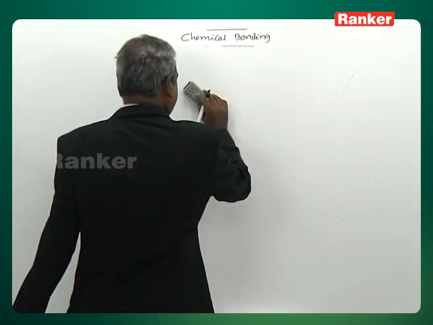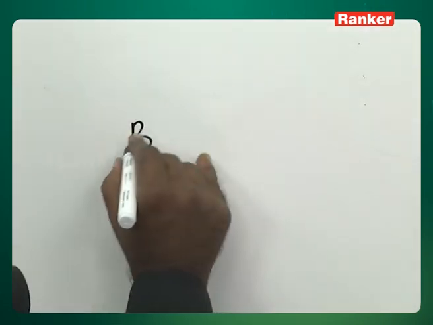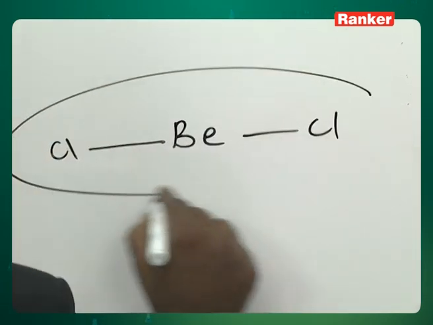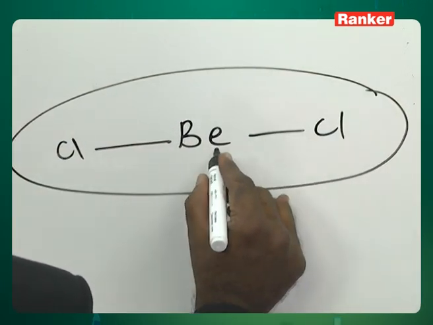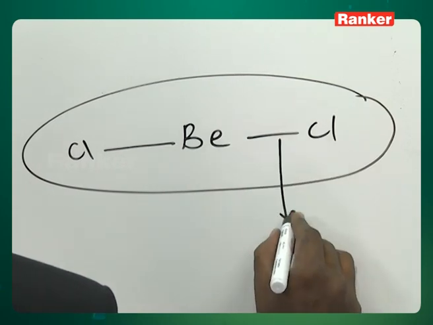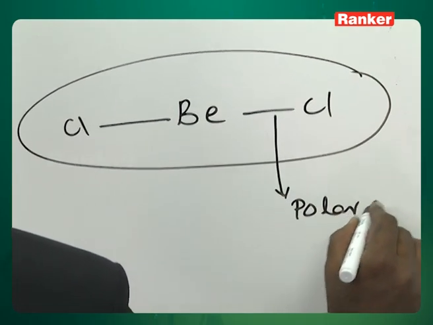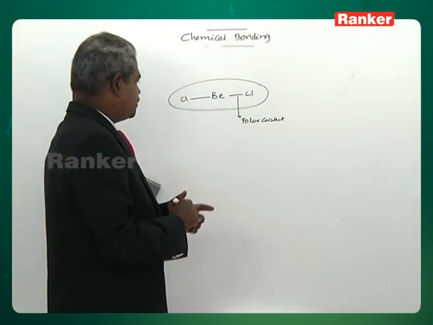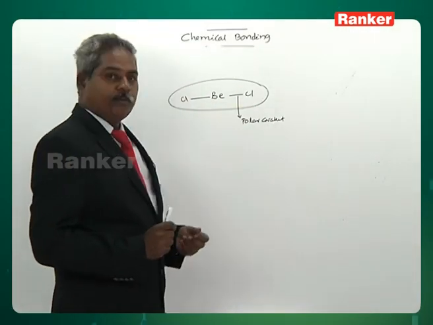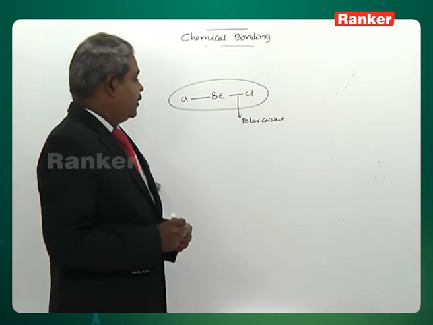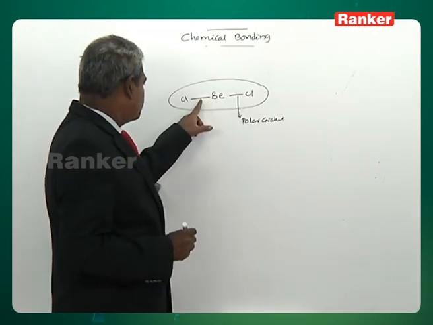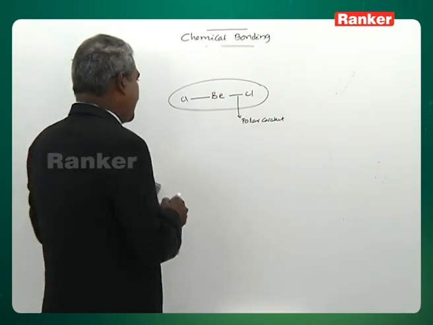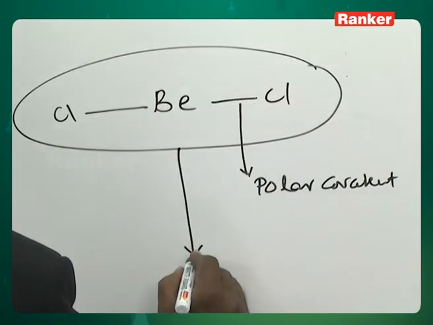Here is an interesting case in point. BeCl2. Here the bond between beryllium and chlorine is a polar covalent bond. Why is it polar? Because it is between two different atoms, beryllium and chlorine. It is a polar covalent bond. This is also a polar covalent bond. It means the bonds are polar, but the molecule as a whole is a non-polar molecule.